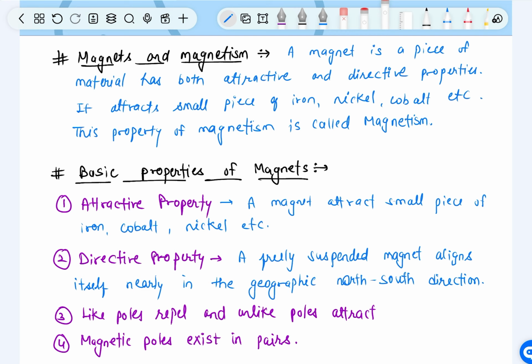That is the directive property of the magnet. This property of a magnet is called magnetism. This property of the magnet is called magnetism.